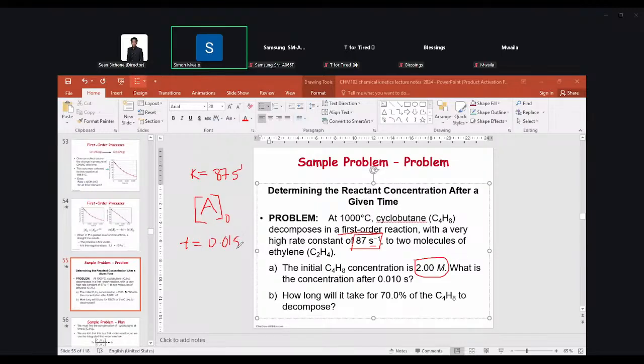Because this is a first order reaction, and they're asking you to calculate the concentration at time t, you already know which equation to pick. You are going to pick the equation for a first order, which says natural log of A at time t is equal to minus kt plus the natural log of A0.